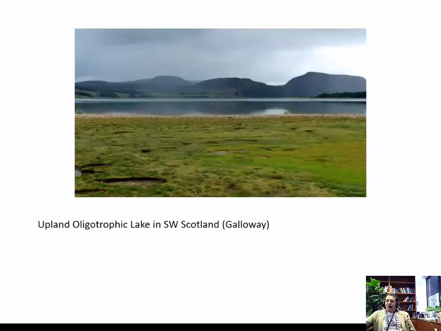And for completeness, this is Loch Fleet in southwest Scotland, in Galloway, a very beautiful part of the world. I recommend it. There aren't any in this picture, but look out for the Belted Galloway cows. They're very friendly beasts. Anyway, okay, back to the lecture.